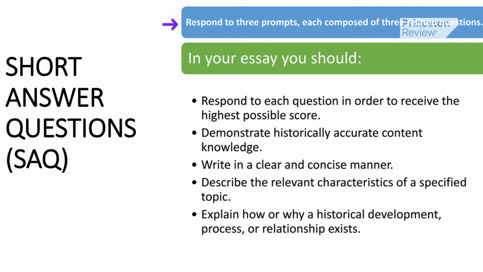Basically, the way it works is each prompt has 3 related questions. If you answer those questions to the grader's satisfaction, you will earn a point for each one. So basically, you could score a 1, 2, or 3 on the short answer question, depending on how reliably you answer those questions. And you obviously have to demonstrate historically accurate content knowledge.